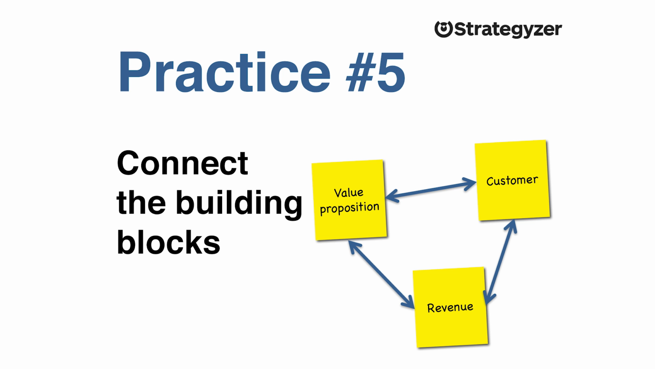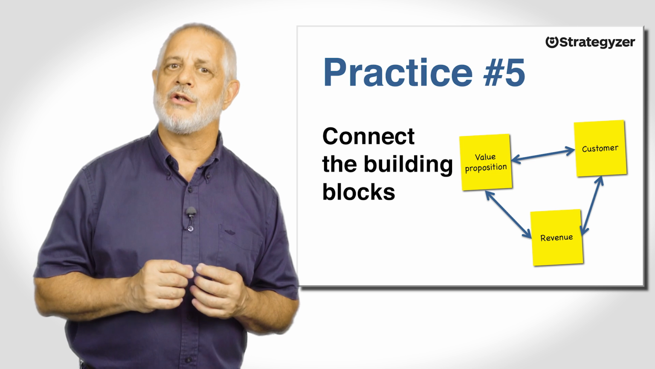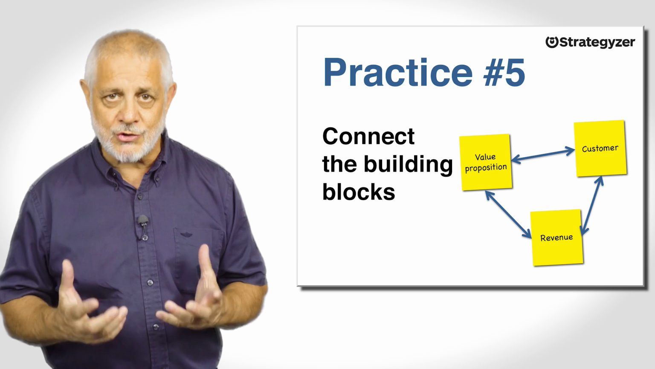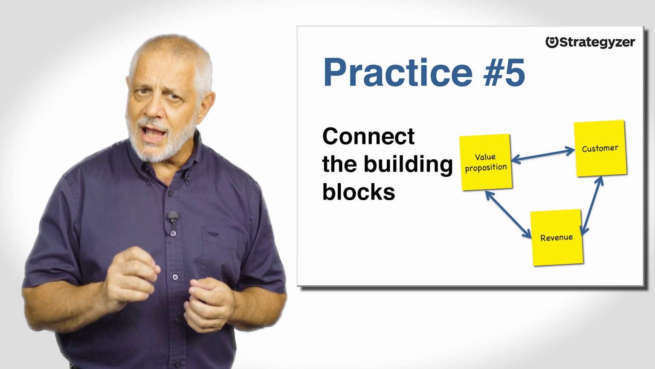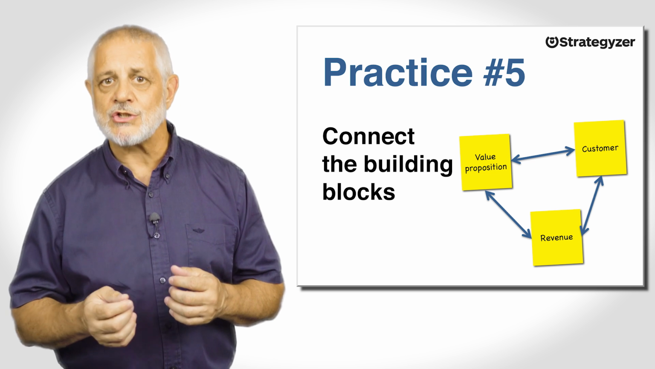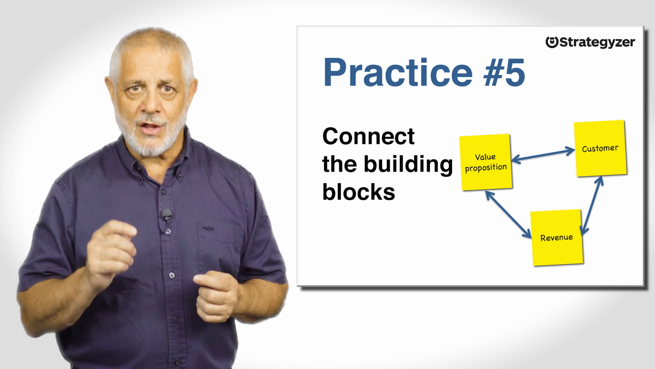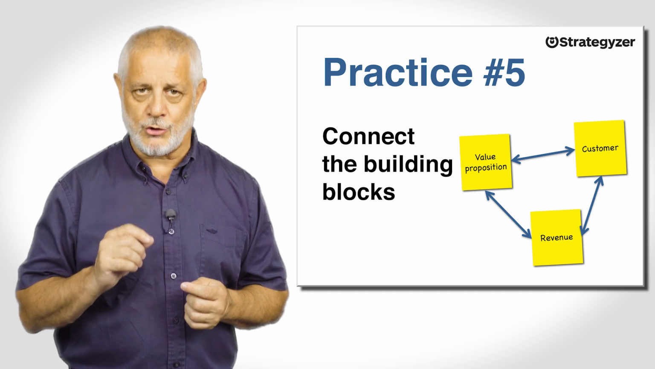Practice number 5, connect the building blocks. Now, this refers back to the golden triangle that we mentioned previously in the section on revenue streams. You should never have an orphan in the 3 elements of customer, value proposition, and revenue. For each idea in one of these areas, there must be corresponding entries in the other 2. Connecting each building block to another also serves as a check on the business model. By taking each block and understanding where it should be connected, it allows you to test the completeness of the overall model.